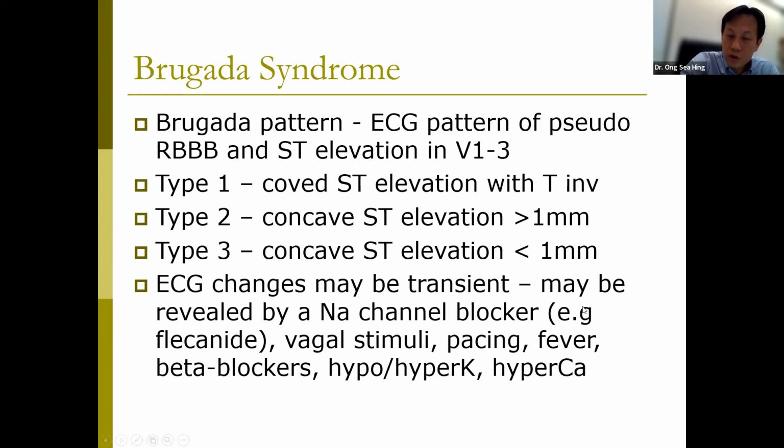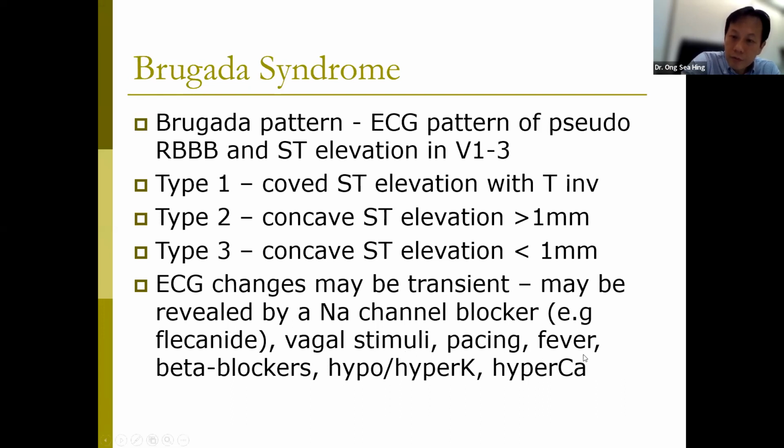ECG changes may be transient. This is something that you need to know. It may be revealed by sodium channel blockers, for example, if you give flecainide. It can also be revealed if the patient has vagal stimulus. For example, if the patient is in pain and the vagus nerve is stimulated, or after a very heavy exercise, when the patient stops and the vagus nerve is stimulated.